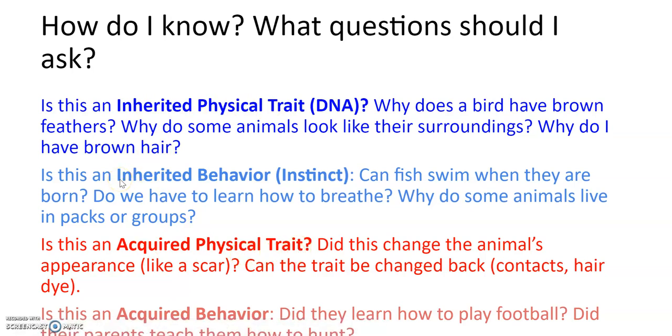What about inherited behaviors, instinctual behaviors? Fish swim automatically when they are born.